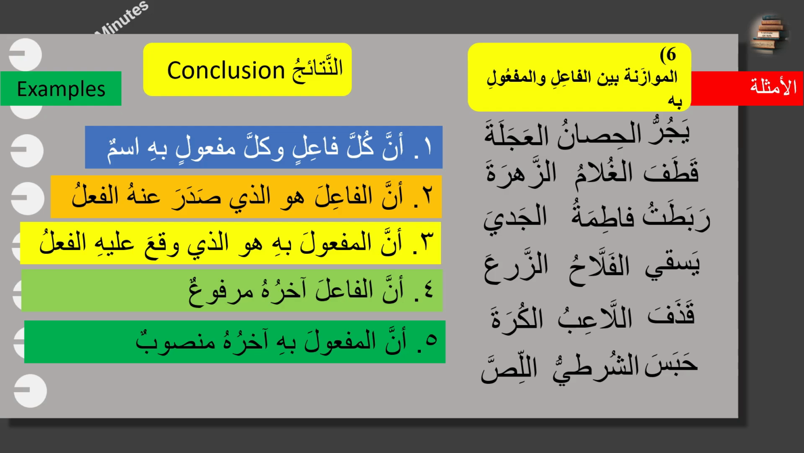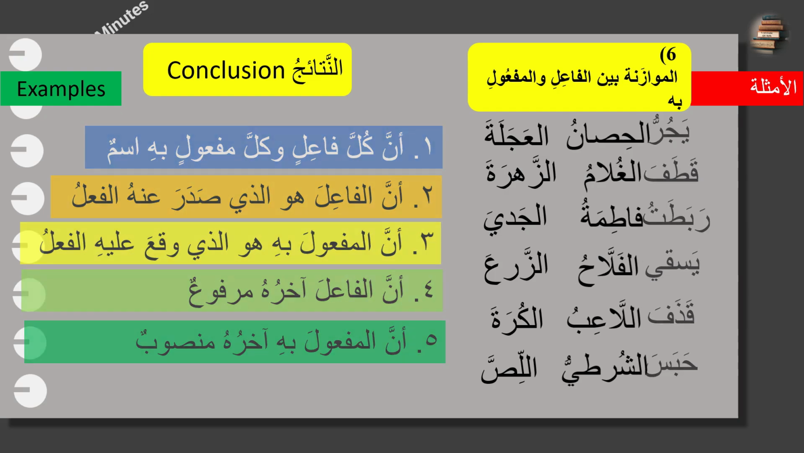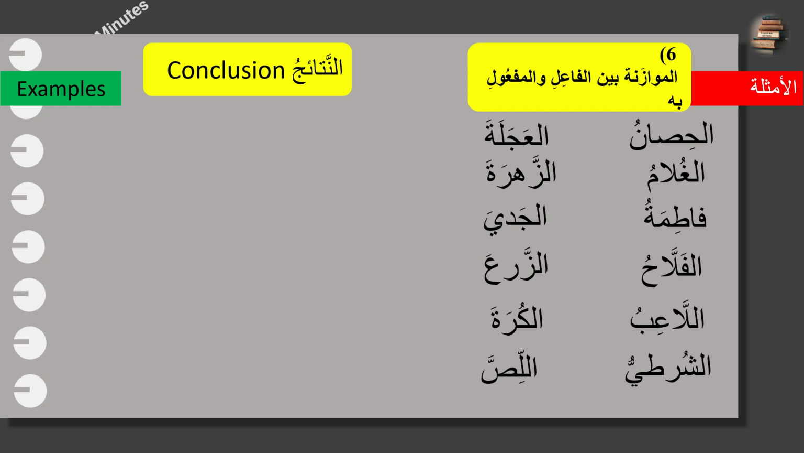So the first point is أن كل فاعل وكل مفعول به اسم. أن الفاعل هو الذي صدر عنه الفعل. أن المفعول به هو الذي وقع عليه الفعل. أن الفاعل آخره مرفوع. أن المفعول به آخره منصوب. Let's break them down a bit further. So we removed the fi'l just for simplicity to make it easier.